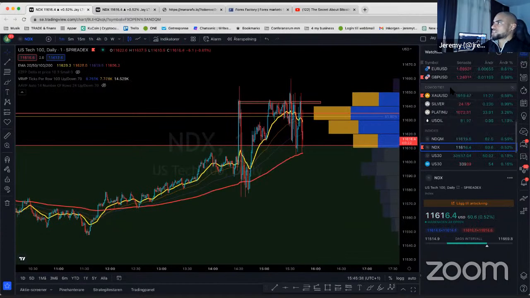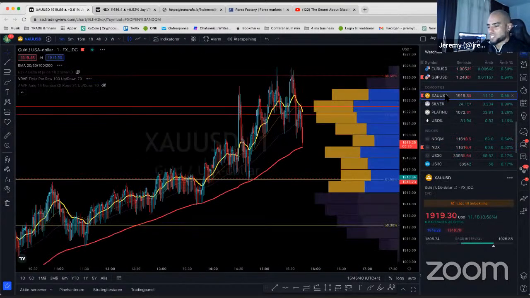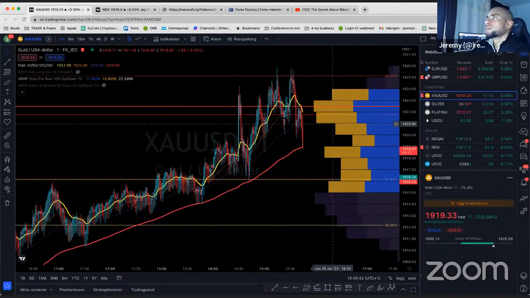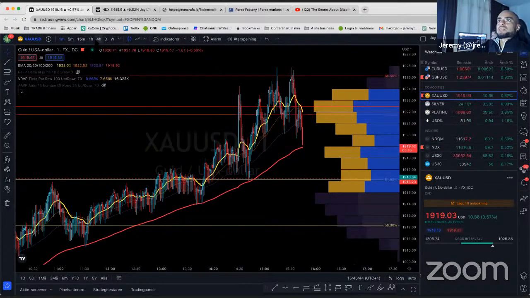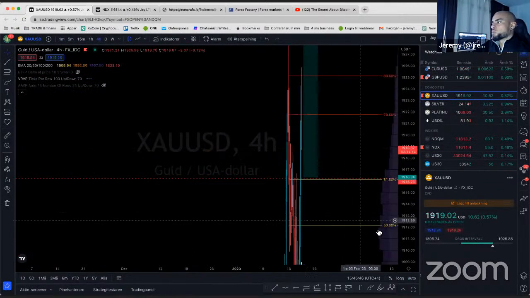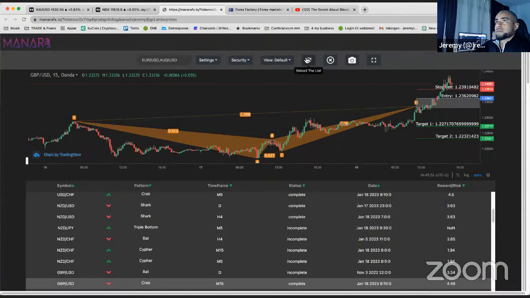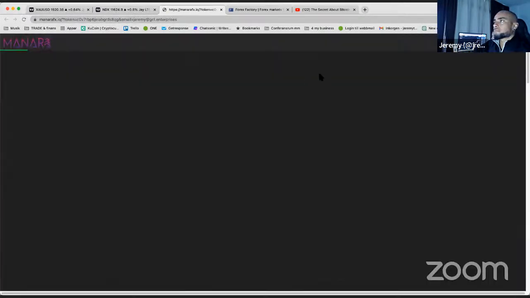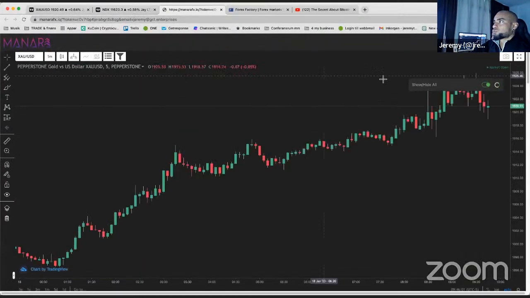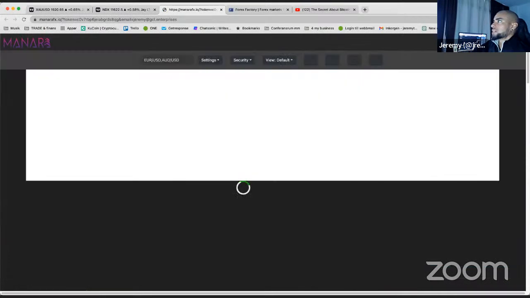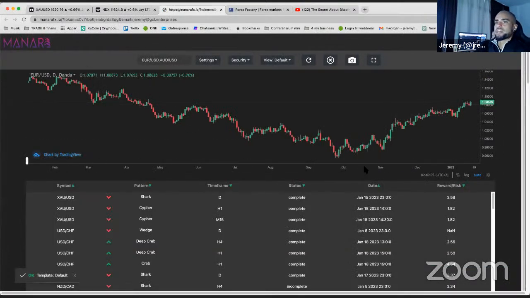So let's look at trades for the rest of the day. Let's see if we see something on the markets that is interesting for us. What we will do is we will start with Manara. Manara is my definite favorite tool to trade with. So this is Manara. So what Manara does is it scans the market for trades.